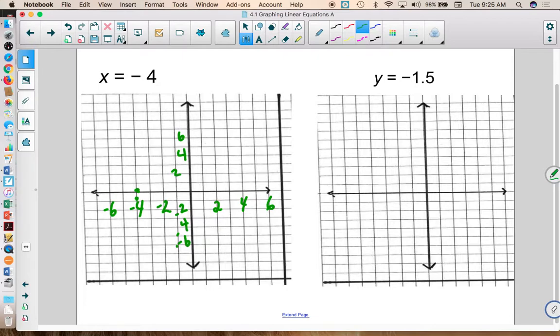What kind of a line am I going to have if all I'm given is an x value? And it will always work this way. What kind of a line would I have? What's it going to be? Straight up and down, we call that a vertical line. Every time. If x is -4, you're looking at a vertical line. Always.